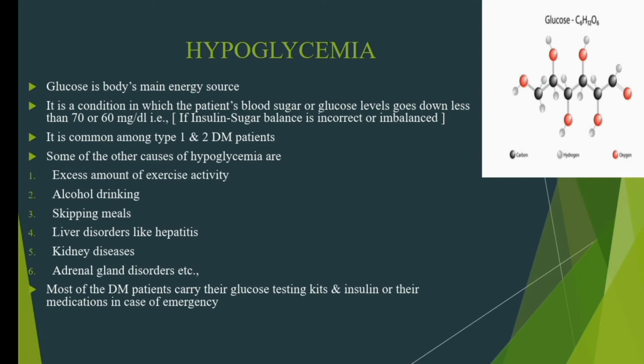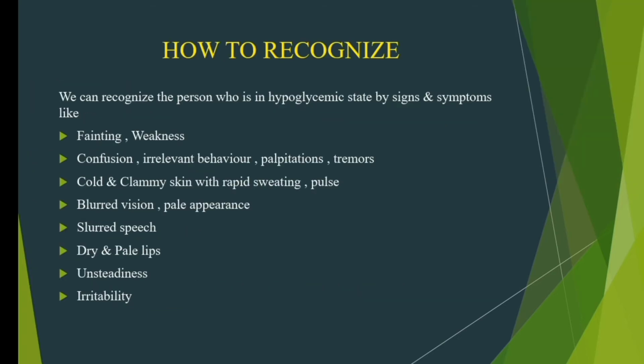Most diabetic patients carry their glucose testing or monitoring kits, so that in any emergency condition they can monitor, and their insulin pens or other diabetic medication, so that if any emergency occurs, they can take it immediately. So how do we recognize a hypoglycemic patient in any kind of situation? We can recognize a person or patient who is in a hypoglycemic state by the signs and symptoms.